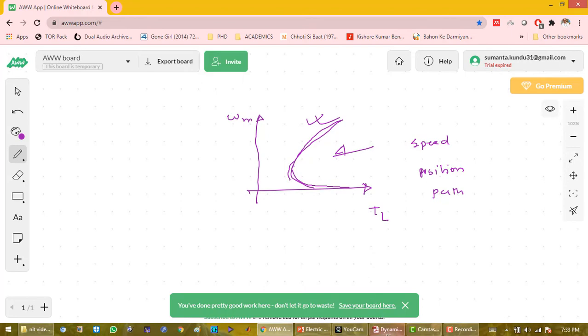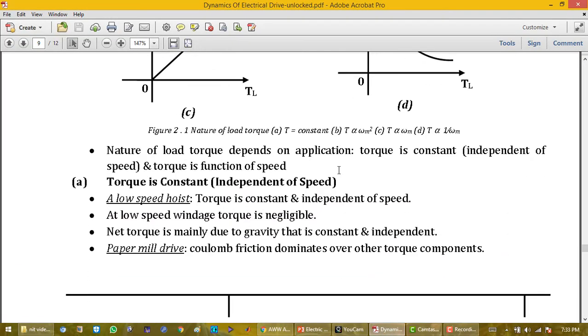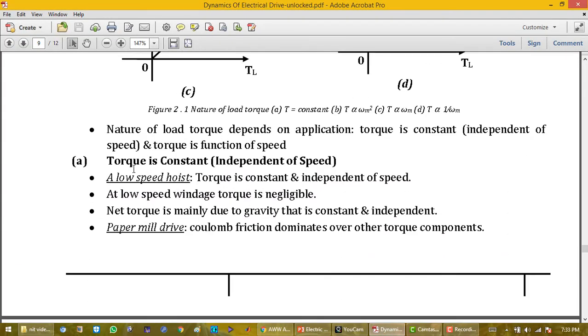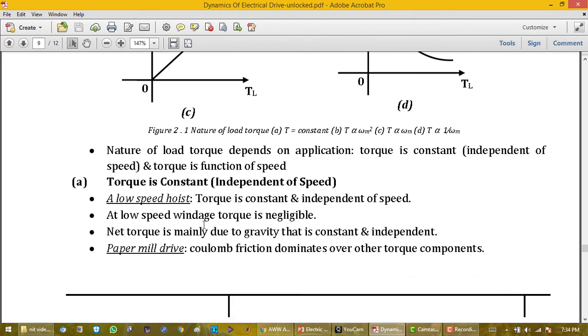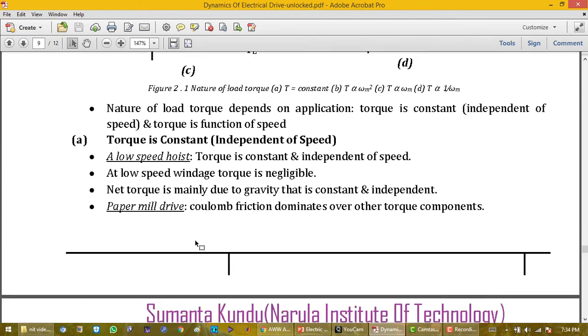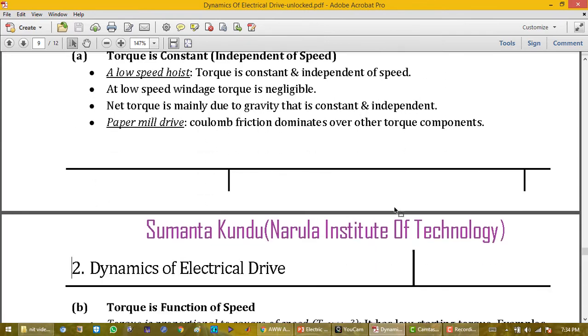Okay, so the first figure is basically a low speed hoist. Torque is constant, independent of speed. At low speed, windage torque is negligible. Net torque is mainly due to gravity, that is constant and independent. Paper mill, where Coulomb friction dominates over the other components.